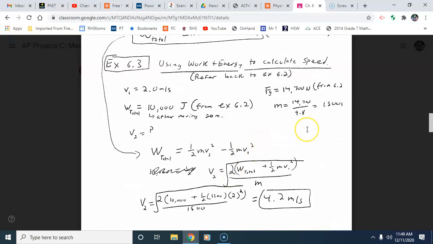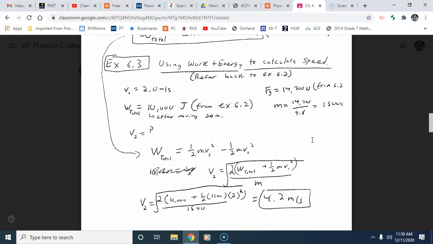So let's look at example 6.3 right now, if you have your books open. This is on page 179. To do a fairly basic example, this actually refers back to the tractor example we did in the last section. It says, let's look again at the sled in figure 6.7 and our results from example 6.2.